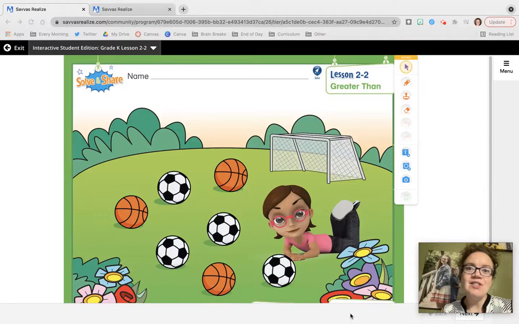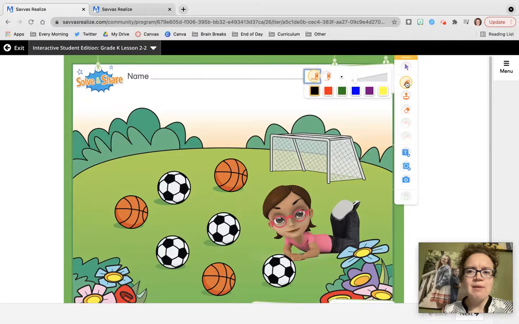So this is lesson 2, and we're going to be talking about greater than. So you should have the packet in front of you that looks just like my screen. My first question is, there are some balls here. We have soccer balls and we have basketballs. We're going to see which group of balls has more, the soccer balls or the basketballs. How can we find out? Well, first we need to count them, don't we?